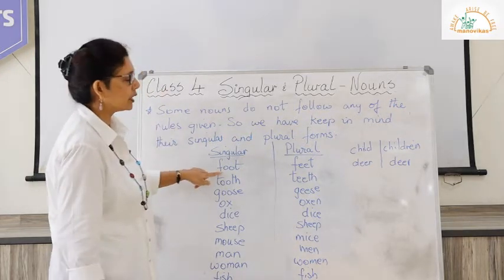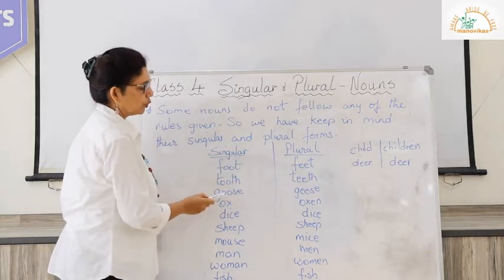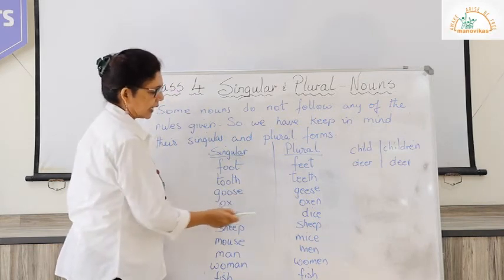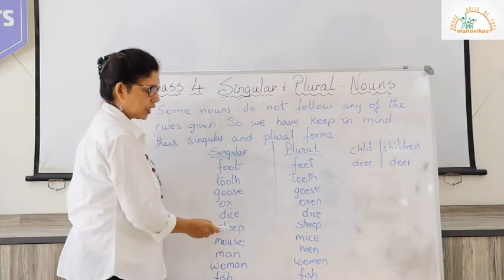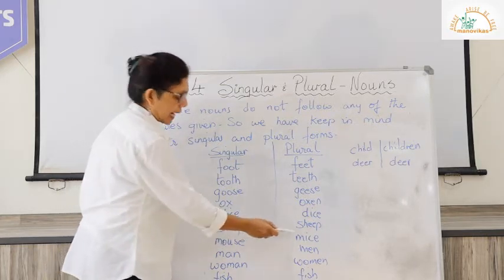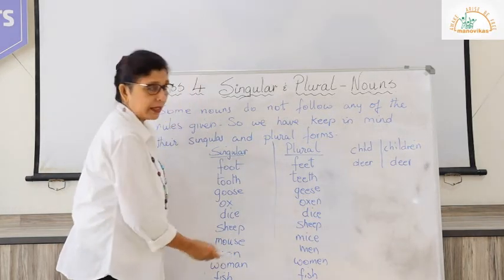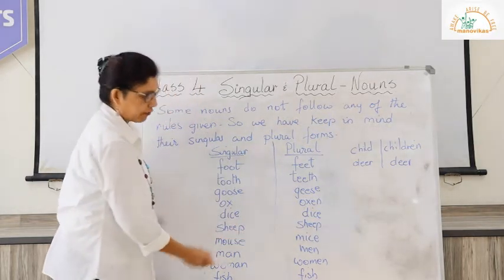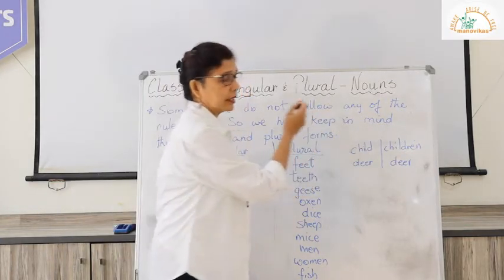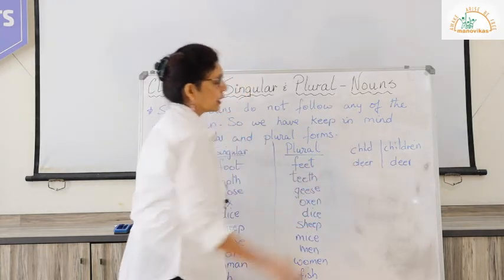Like foot, feet; tooth, teeth; goose, geese; ox, oxen; dice remains dice; sheep remains the same as sheep; mouse, mice; man, men; woman, women; fish remains fish; child, children. It's not childs, it is children. And deer remains deer again.